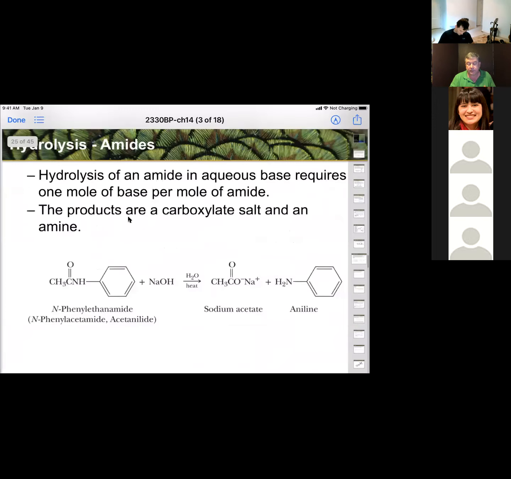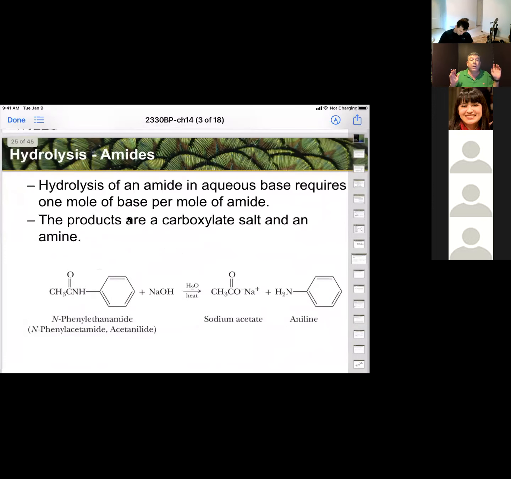Oh no, let's talk about aqueous base. When we hydrolyze amides, just like when we hydrolyzed esters, it takes an entire equivalent of base to be able to do that because you're forming the carboxylate salt and the unprotonated amine. So in the case of amides, you have to use an entire equivalent of acid or an entire equivalent of base. With the esters, catalytic acid, entire equivalent of base.